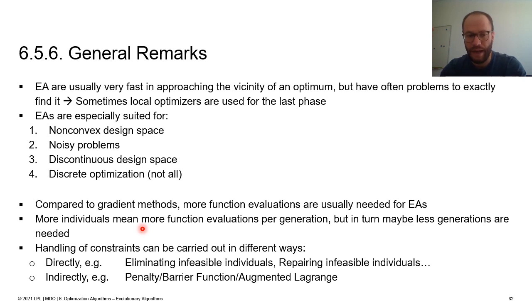And this has an effect on the number of function evaluations and also the convergence characteristics. In general, all evolutionary algorithms can be applied to unconstrained and constrained problems. There are different ways of handling constraints. There are direct methods where you just eliminate the infeasible individuals or you repair them. So this means, let's say, for the selection process, you can only take individuals that are feasible, or you just put them back in the feasible region.